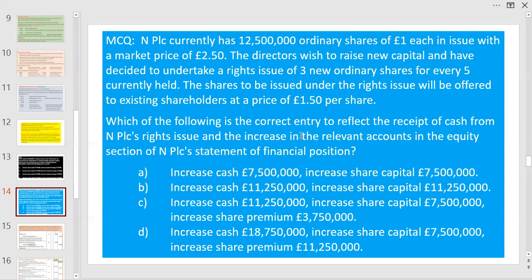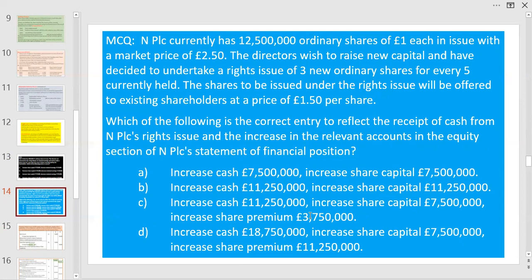4 options are given. A. Increase of cash and share capital, ignoring the premium. Therefore, it is wrong. B. Debiting cash, crediting the entire amount to share capital, which again is wrong. C. Where the increase of cash is distributed to share capital account and share premium account, which is correct. Therefore, the answer is C.